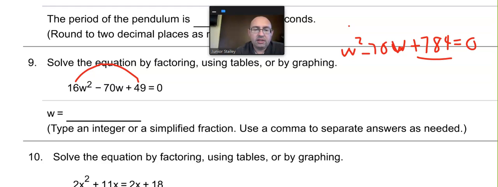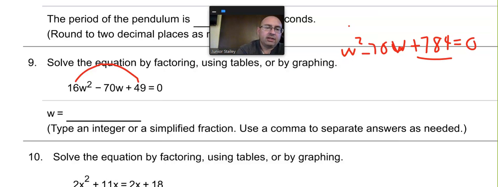Well, 16. What if I do 8 times 7? That's 56. So, back to my calculator here. 784 divided by 56 is 14. Beautiful.